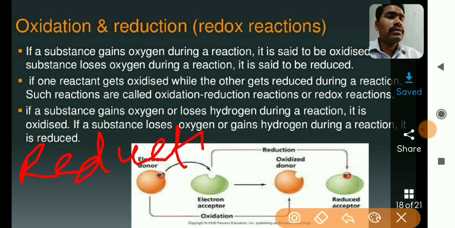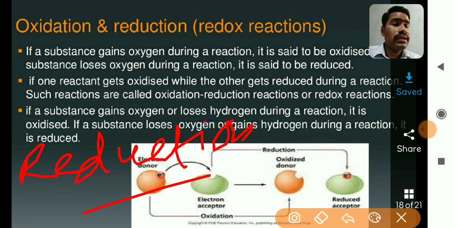What is reduction? Now reduction is exactly the opposite of oxidation. As we have seen earlier, the definition of oxidation is addition of oxygen. So here reduction means loss of oxygen. Opposite to oxidation is reduction. So when we define oxidation as addition of oxygen, here we can say loss of oxygen is the reduction.